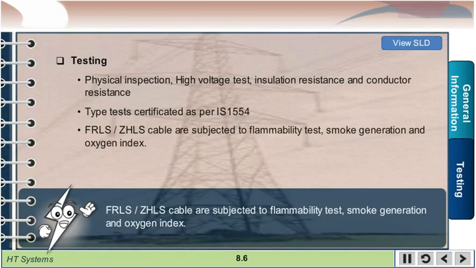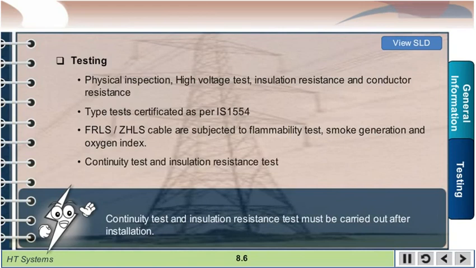FRLS or ZHLS cables are subjected to flammability test, smoke generation, and oxygen index. Continuity test and insulation resistance test must be carried out after installation.